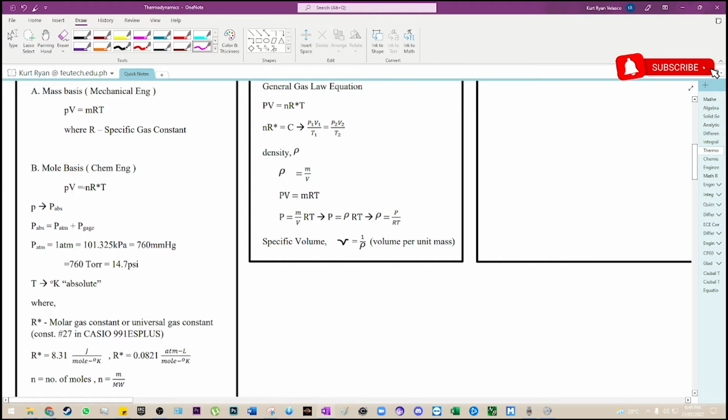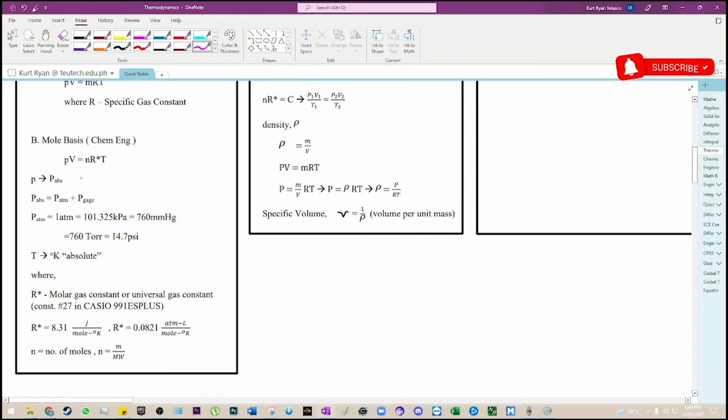Okay, that depends. Now for the pressure, this should be the absolute pressure. So absolute pressure is the sum of atmospheric pressure and gauge pressure. Now, what is the difference between the two? The gauge pressure is the pressure reading from an instrument, called the barometer. Okay, so the barometer is the instrument that you use to read a pressure.